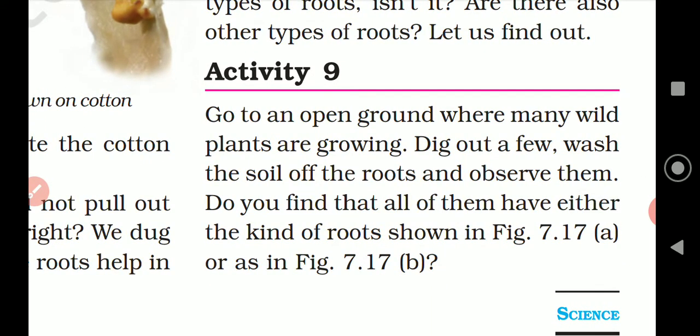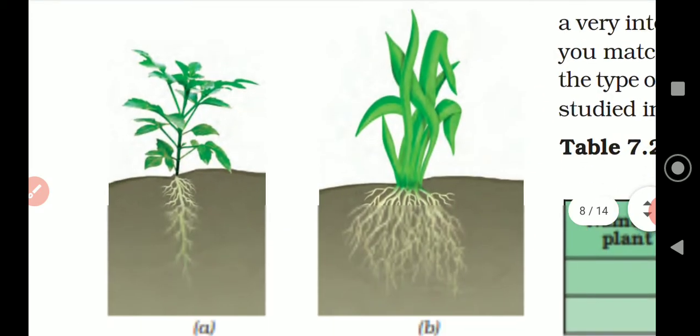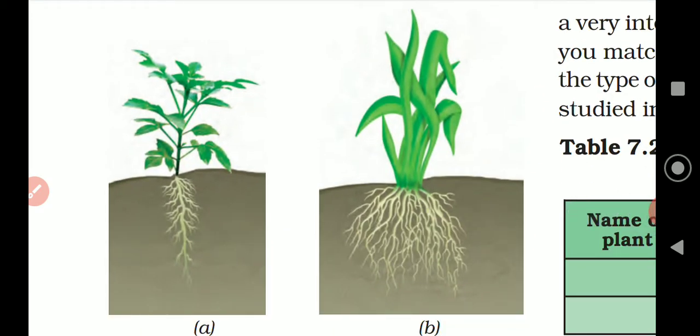Okay, moving to activity number 9. Go to an open ground where many wild plants are growing. Dig out a few, wash the soil off the roots and observe them. Do you find that all of them have either the kind of roots shown in figure 7.17a or 7.17b? Of course, if you do that, you will see there are two types of plants grown here.